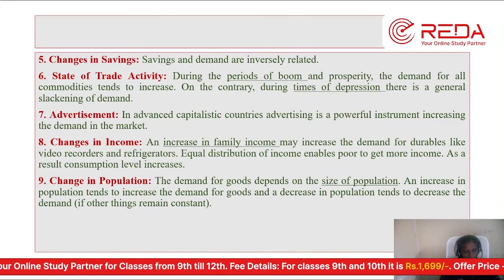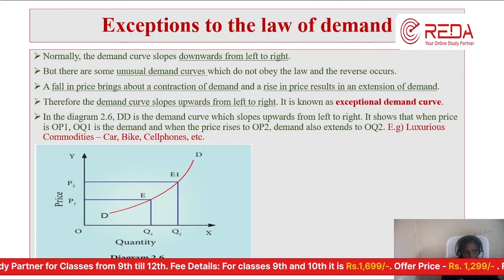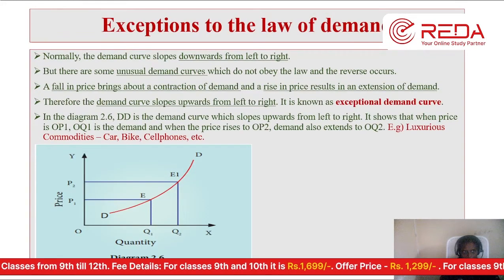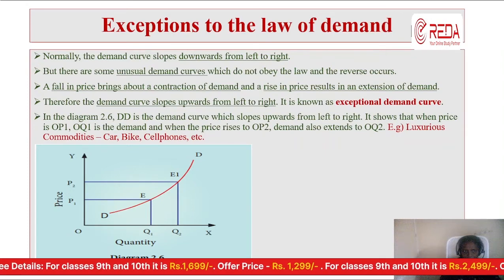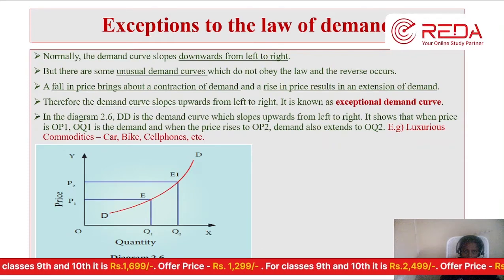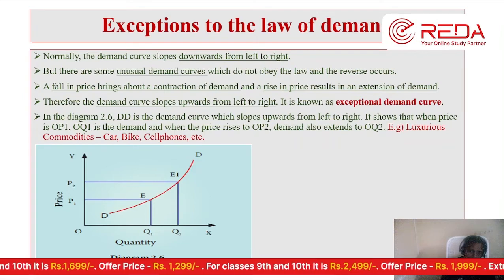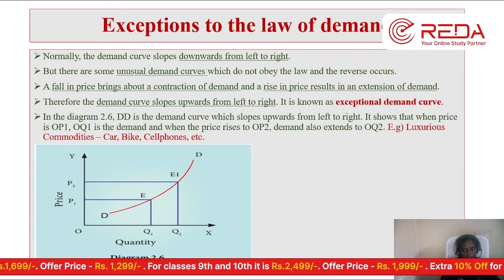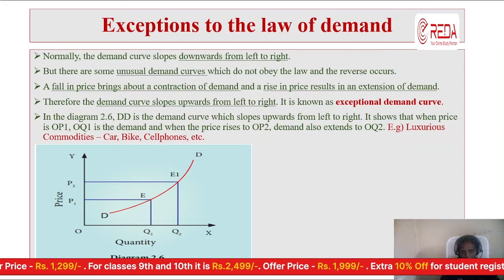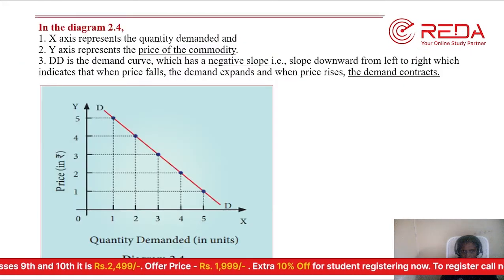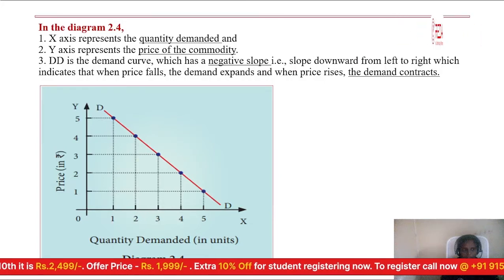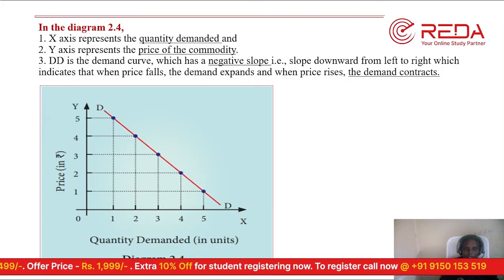Okay, so these are all the determinants of the demand. Now we will see the exception to the law of demand. Exceptions means, we have seen the demand curve is always sloping downwards from left to right. You see the previous curve. This is a demand curve sloping down from left to right.